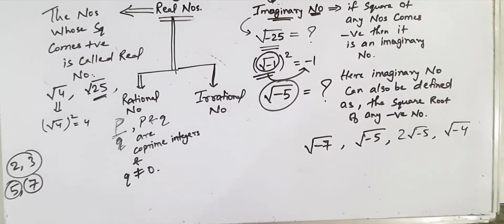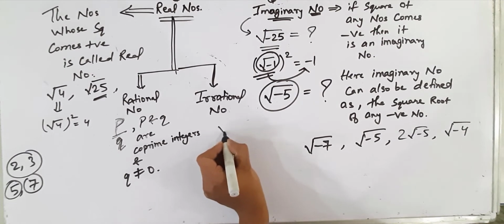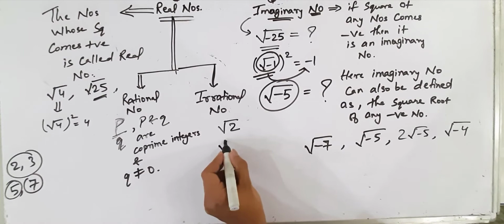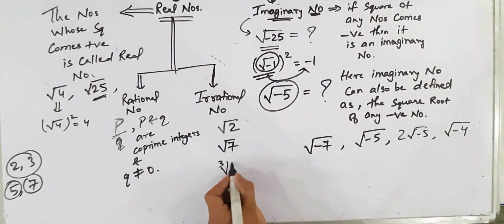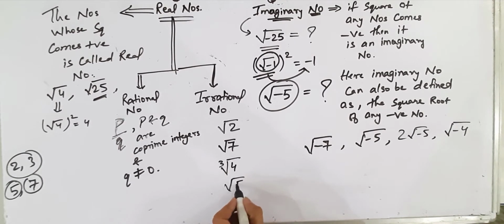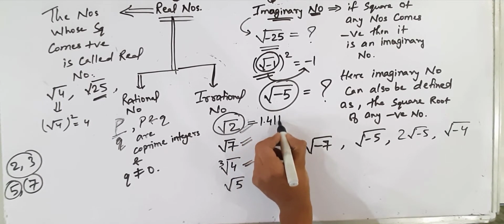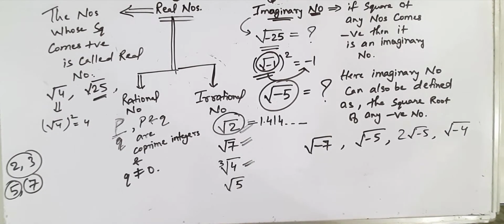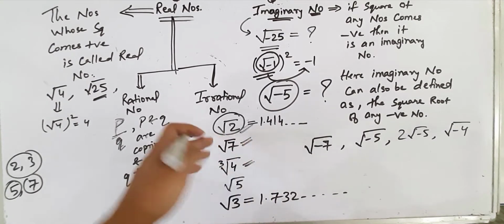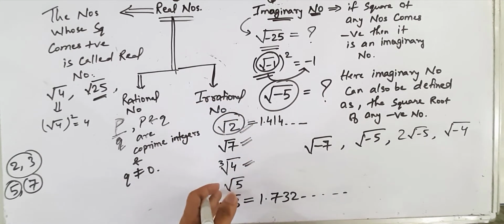Talking about irrational number. The square roots, cube roots, etc. of natural numbers are irrational numbers if their exact values cannot be obtained. Like when we write under root 2, or under root 7, or cube root 4. Similarly, we can write square root of 5. These all are irrational numbers. Why? Because we cannot determine the exact value. Like when we find the value of root 2, we get 1.414 and it goes on. Similarly, for root 3, we get 1.732 and it goes on. So we cannot find the exact value of root 3 as well as root 2. So these numbers are called irrational numbers.